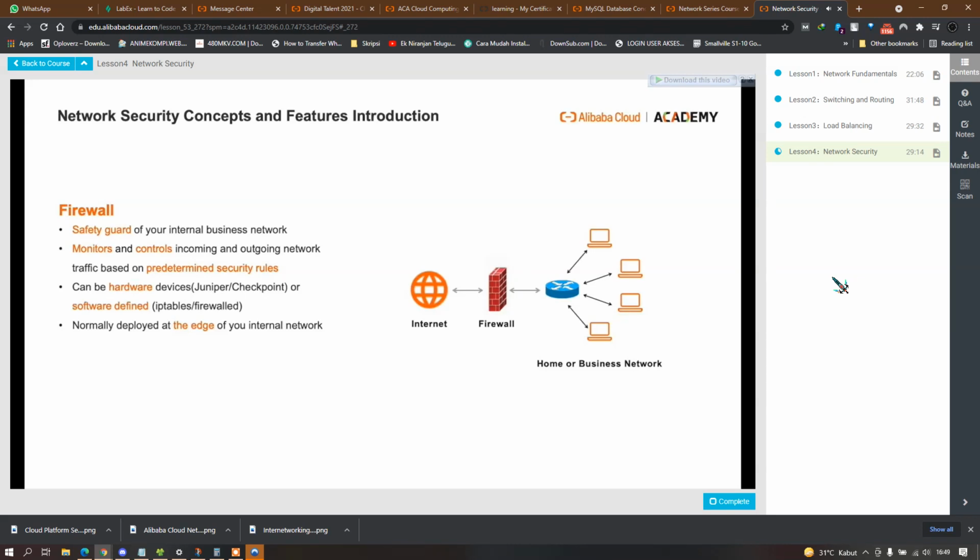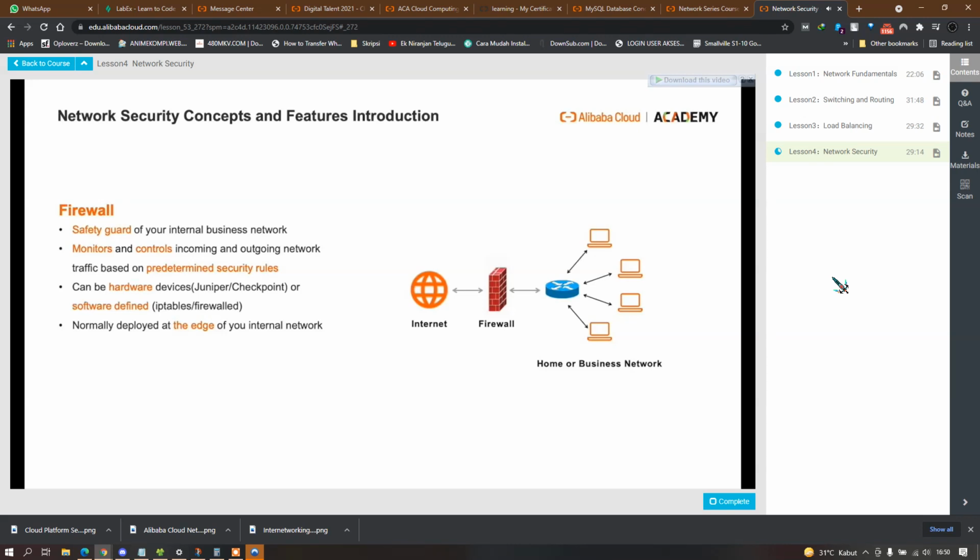Here it says incoming and outgoing, which means that the flow control is bi-directional, from outside to inside and also from inside to outside. You can control this with a firewall. And then a firewall can be a hardware device, like devices from security vendors such as Juniper or Checkpoint, or it can be a software-defined solution, like software deployed on Linux, such as iptables or firewalld, these kinds of software firewalls on the Linux platform.